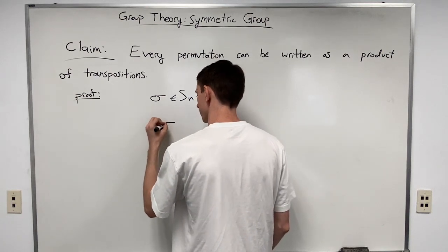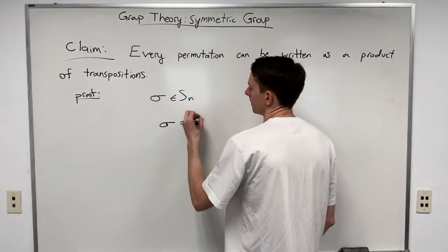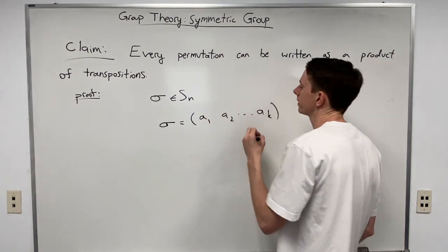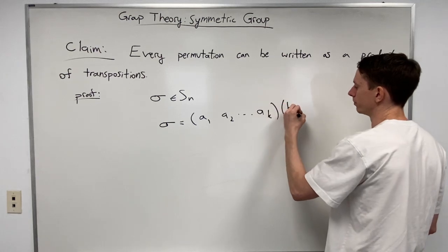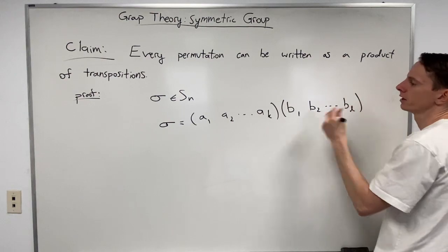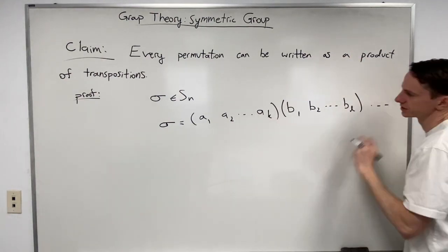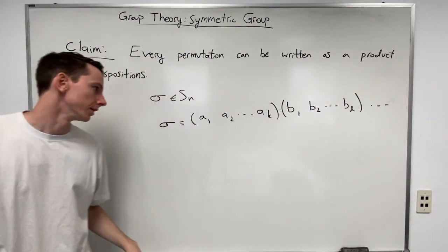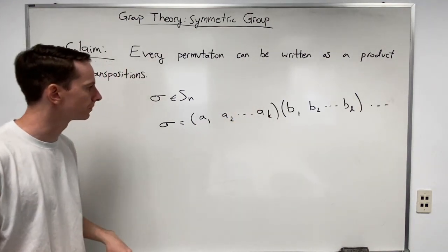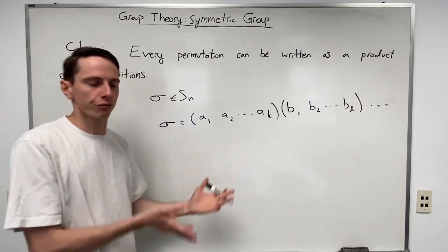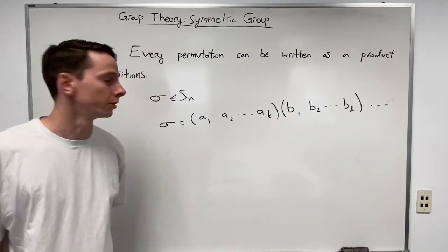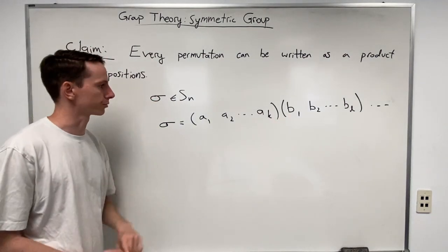So maybe I'll say that sigma is (A1 A2 ... AK)(B1 B2 ... BL), and this could even keep on going. There's no reason why we only need a K cycle and an L cycle. The point is we're writing it in disjoint cycle notation, and we'll only go through this process for one of the cycles, and you'll see that it will apply to every individual cycle in the overall permutation.